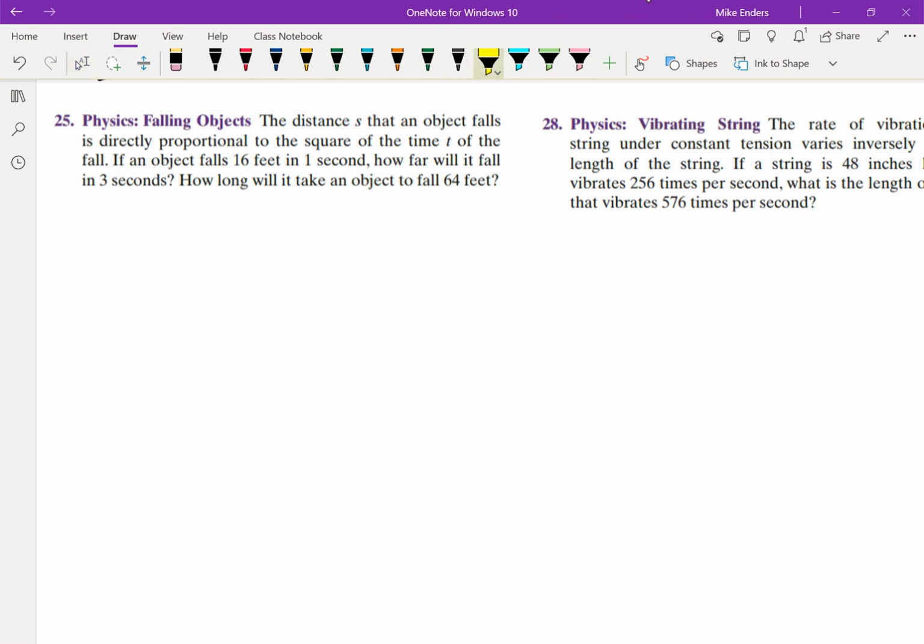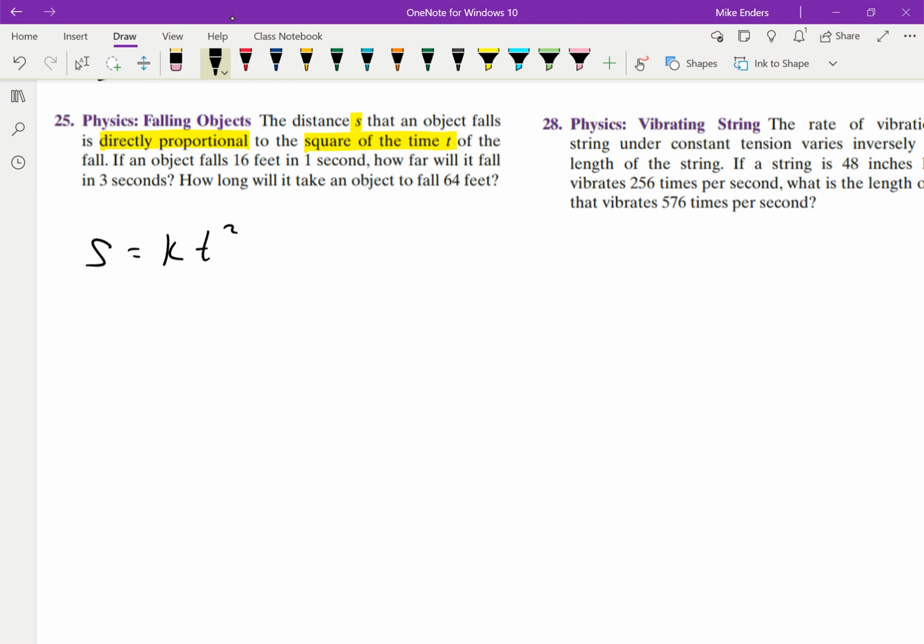Okay, so immediately I've got some variables here. Distance s, the distance an object falls, is directly proportional to the square of the time t. So s equals k multiplied by the square of time, so t squared. So s equals kt squared.